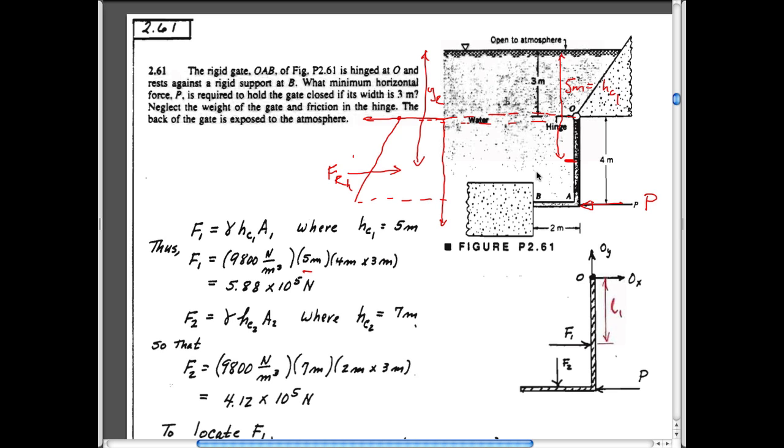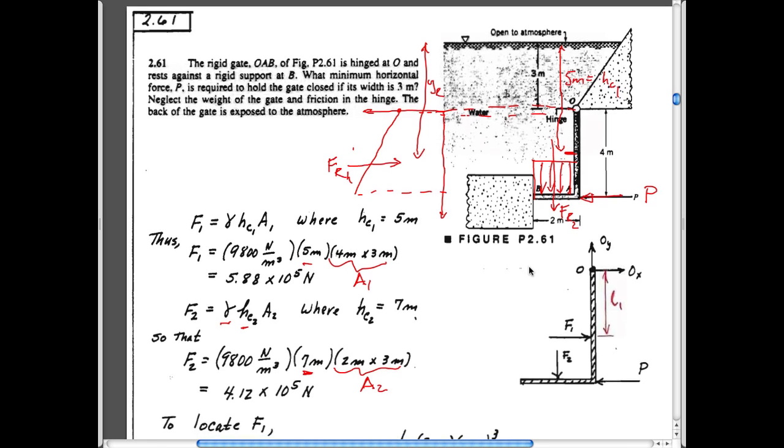There's going to be a pressure acting on the bottom. The magnitude of this resultant, F2 in this particular case, is going to be the unit weight of fluid, times the depth of this centroid, times the area. The depth of this centroid is 3 meters plus 4 meters, which is 7 meters. The area is 2 meters long, 3 meters into the page, so this is equal to A2. So we have the magnitudes of each of these two forces.